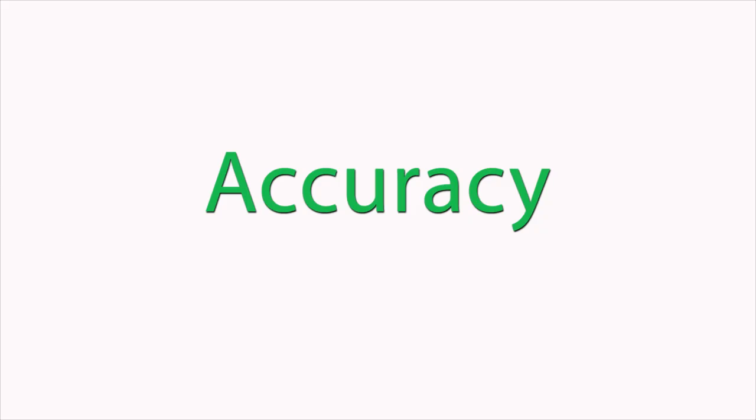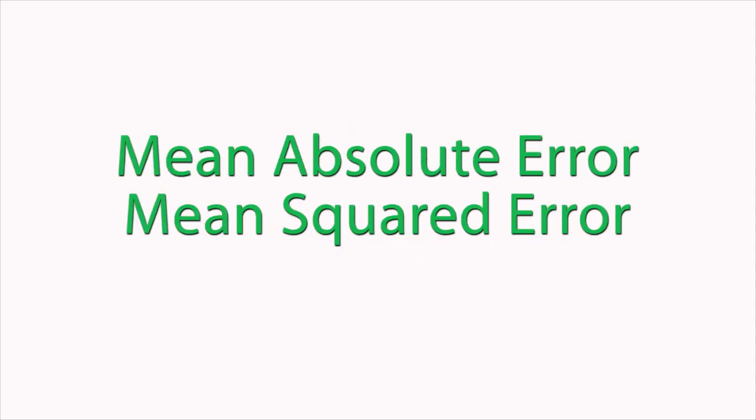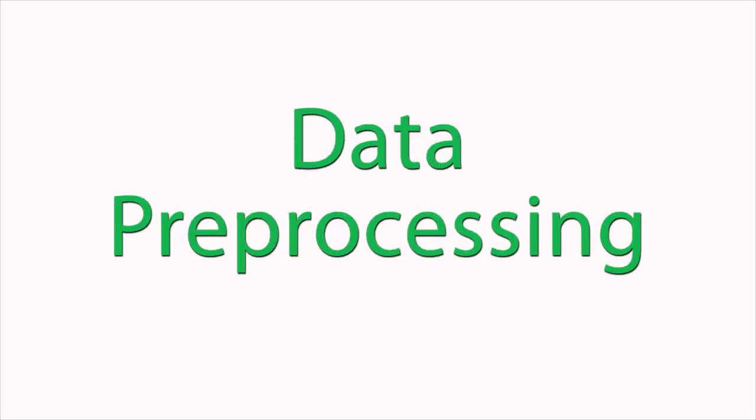Used for classification tasks. Precision and recall. Precision is the ratio of true positives to all positive predictions. Recall is the ratio of true positives to all actual positives. Mean absolute error, MAE, and mean squared error, MSE. Measures of error for regression models.